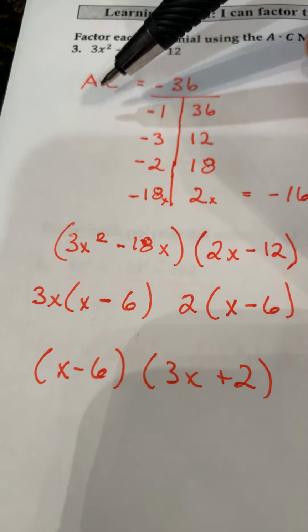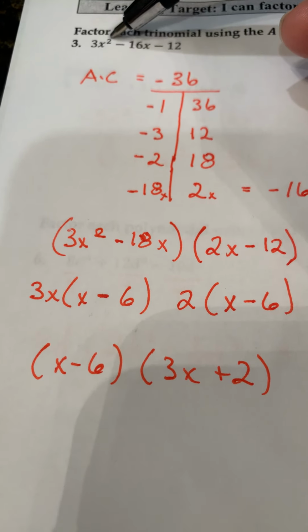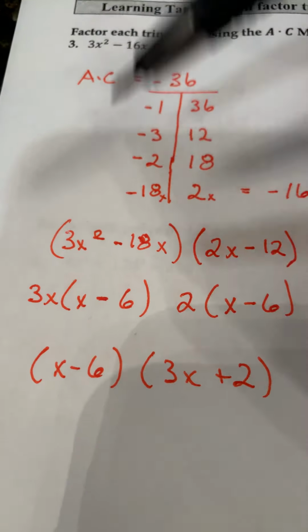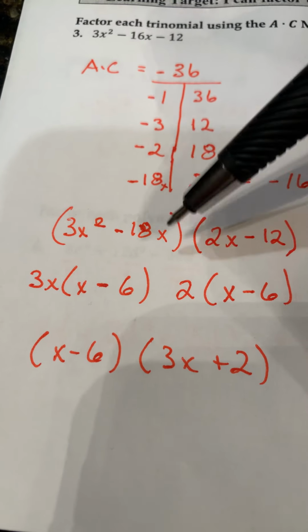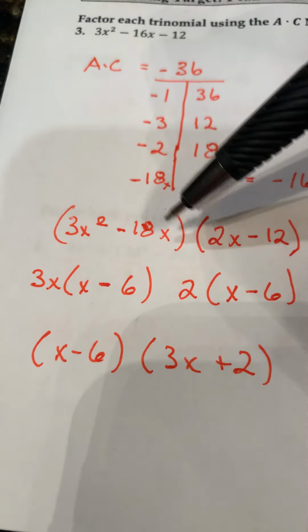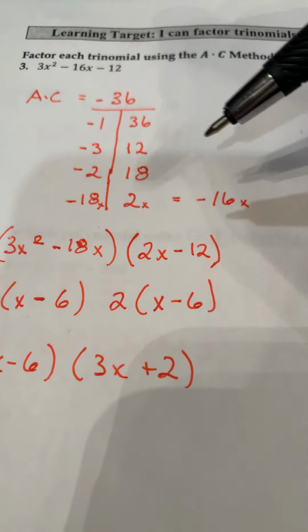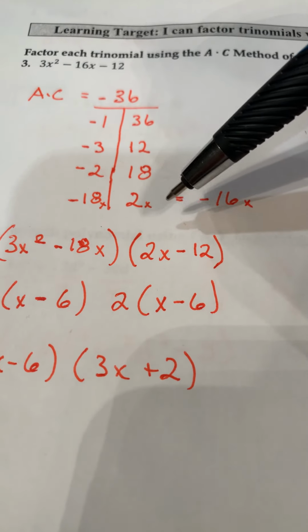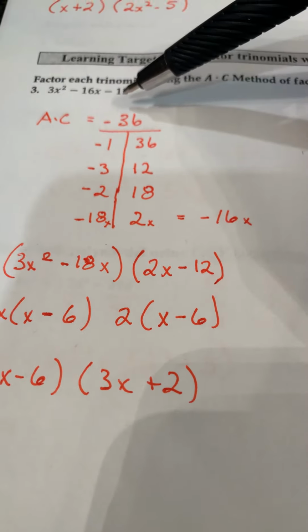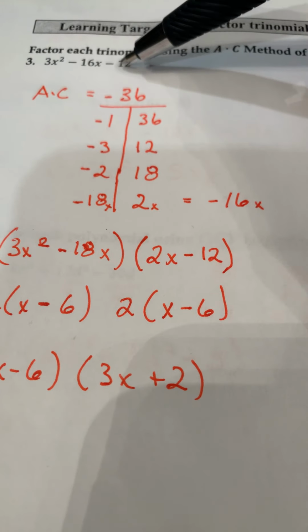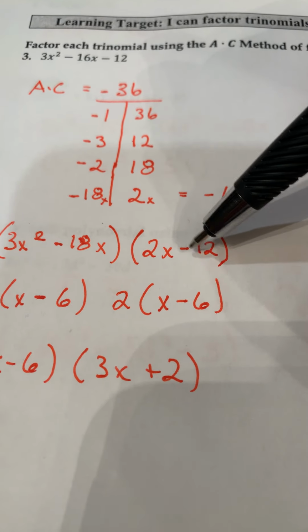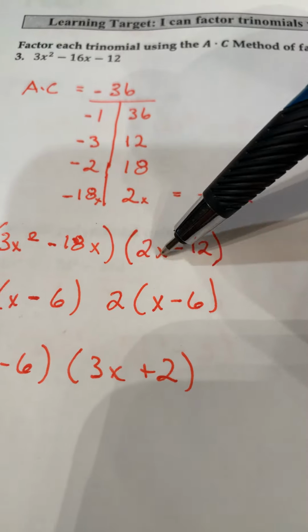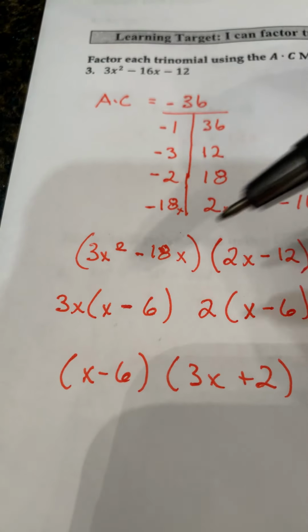So using that, we take the 3x squared, which is in the A, and we subtract 18x from that, and that is in one set of parentheses. And then we take the 2x and negative 12 to that, so we have a minus 12 for that. So that is our equation.